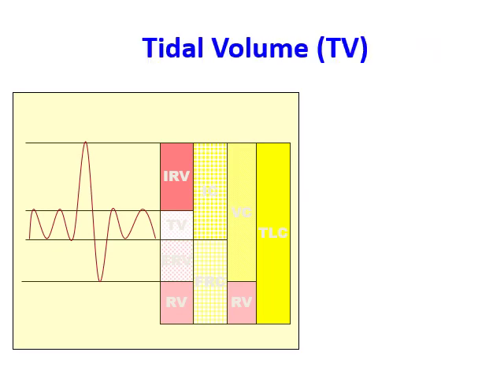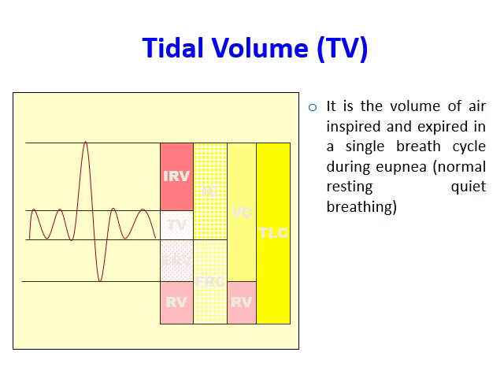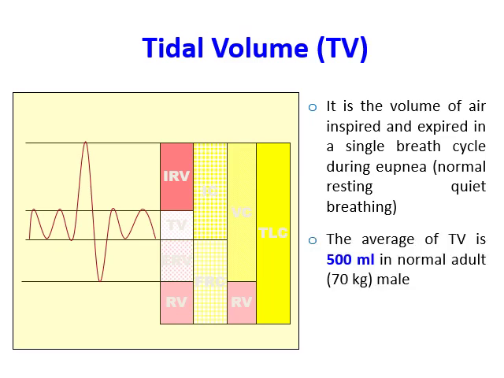The first static lung volume is the tidal volume, which is the volume of air that moves into and out of the lung during a single unforced breath. And how much is it? The average tidal volume is 500 milliliters in a normal adult male. Where can you find it on the spirogram? The tidal volume is this.